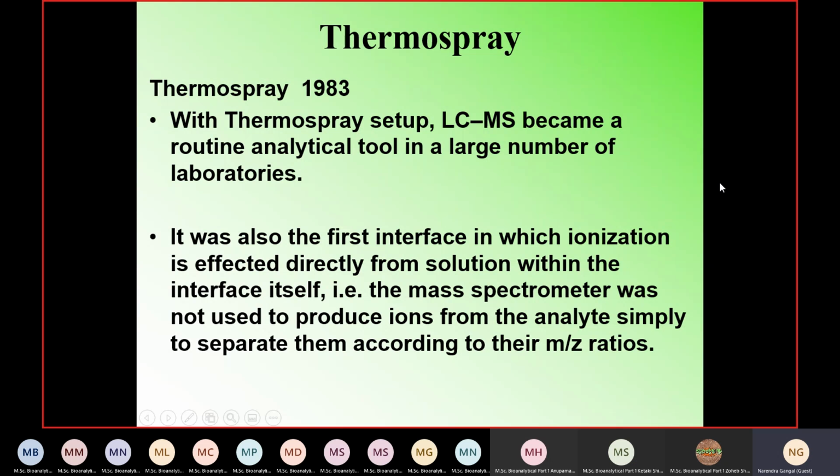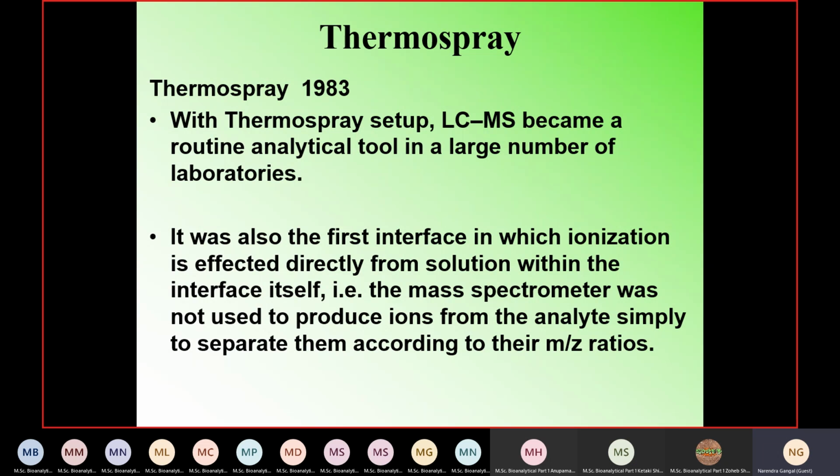If you see, EI is a source, but it is like a standalone. It is not an interface. The interface is separate, whereas in the case of thermospray, it was the first interface. Interface means that which connects the chromatography system to the mass spectrometer. That is called an interface, interfacing the two techniques.